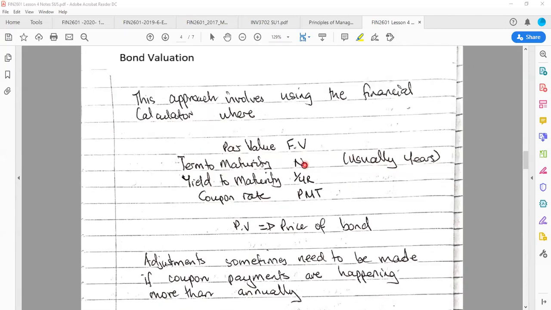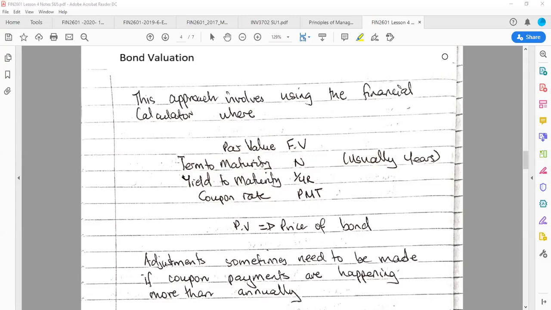Right, now let's get to how you can actually determine the price of a bond using a financial calculator. So on your financial calculator, FV represents the par value or the nominal value associated with the bond. N represents the term to maturity, usually in years. These are the number of years you have to wait as an investor until you get your money back. I/YR represents the yield to maturity. This is also sometimes just known as the interest rate, right? And PMT represents the coupon payment.